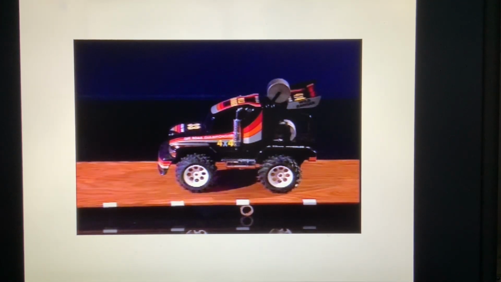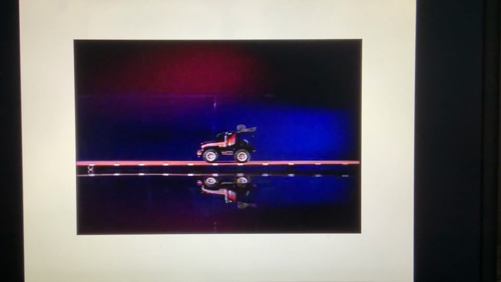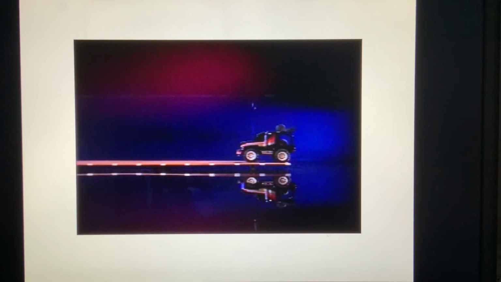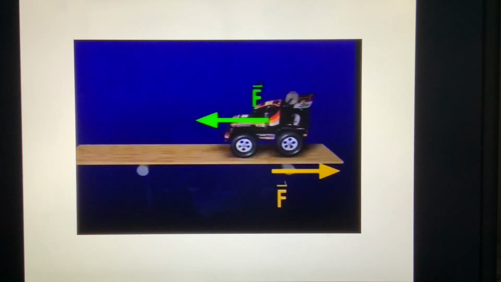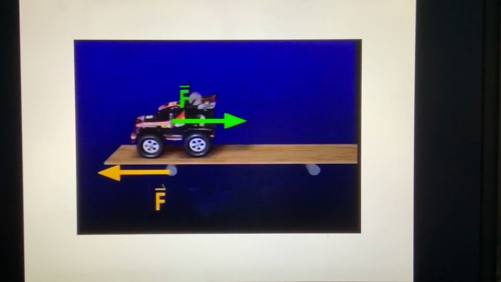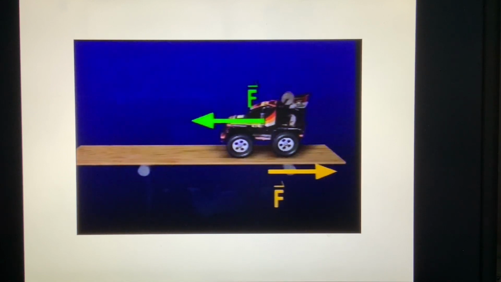We'll use this radio-controlled car and a board on rollers to demonstrate action and reaction forces. The car and board are both initially at rest. When we start the car moving to the left, the board moves to the right. The car exerts a force on the board, and the board exerts an equal and opposite force on the car. This animation shows the forces that act between the car and the board.